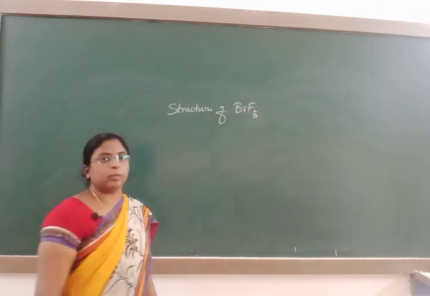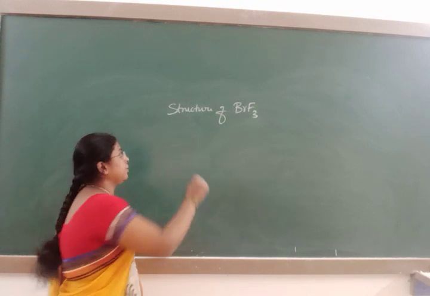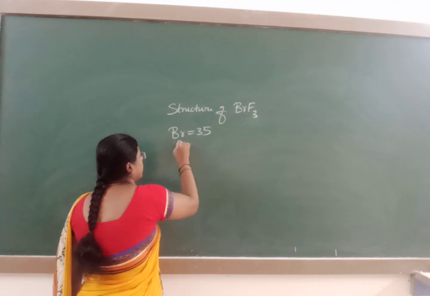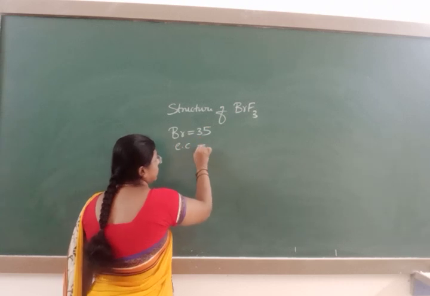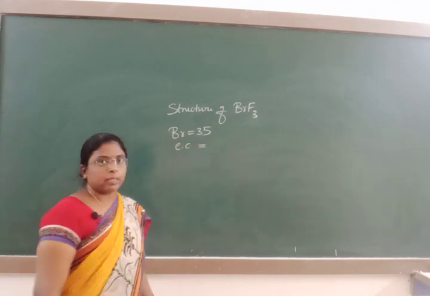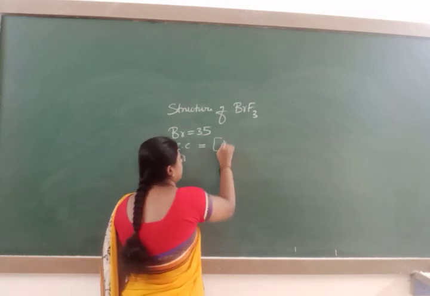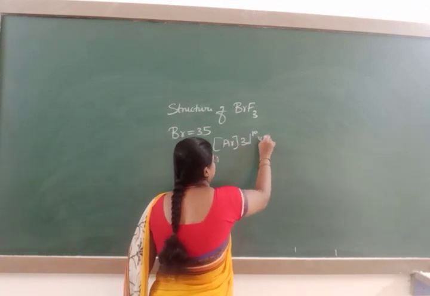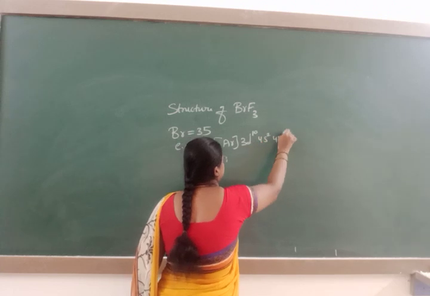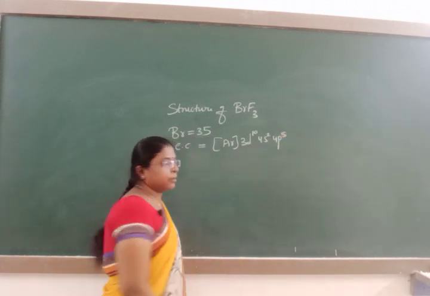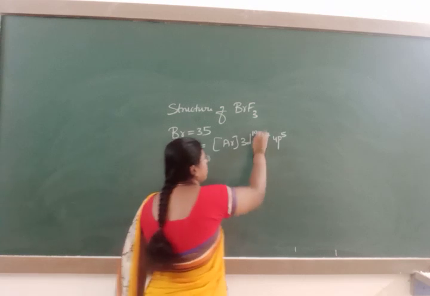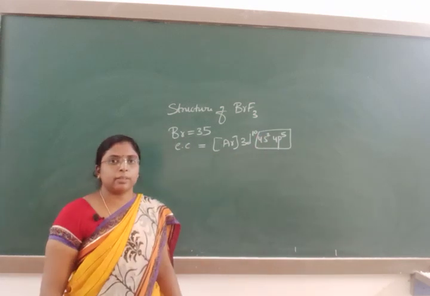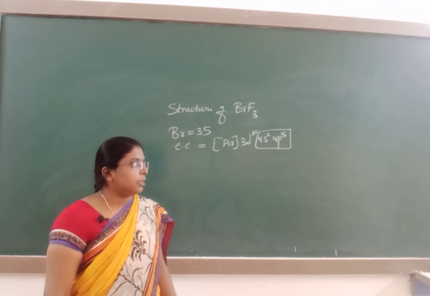Bromine, its atomic number is 35. If we write its electronic configuration with respect to noble gas argon, it is 3d10 4s2 4p5. If you see here, there are 7 electrons in its outermost shell. Bromine has 7 electrons in its outermost shell.